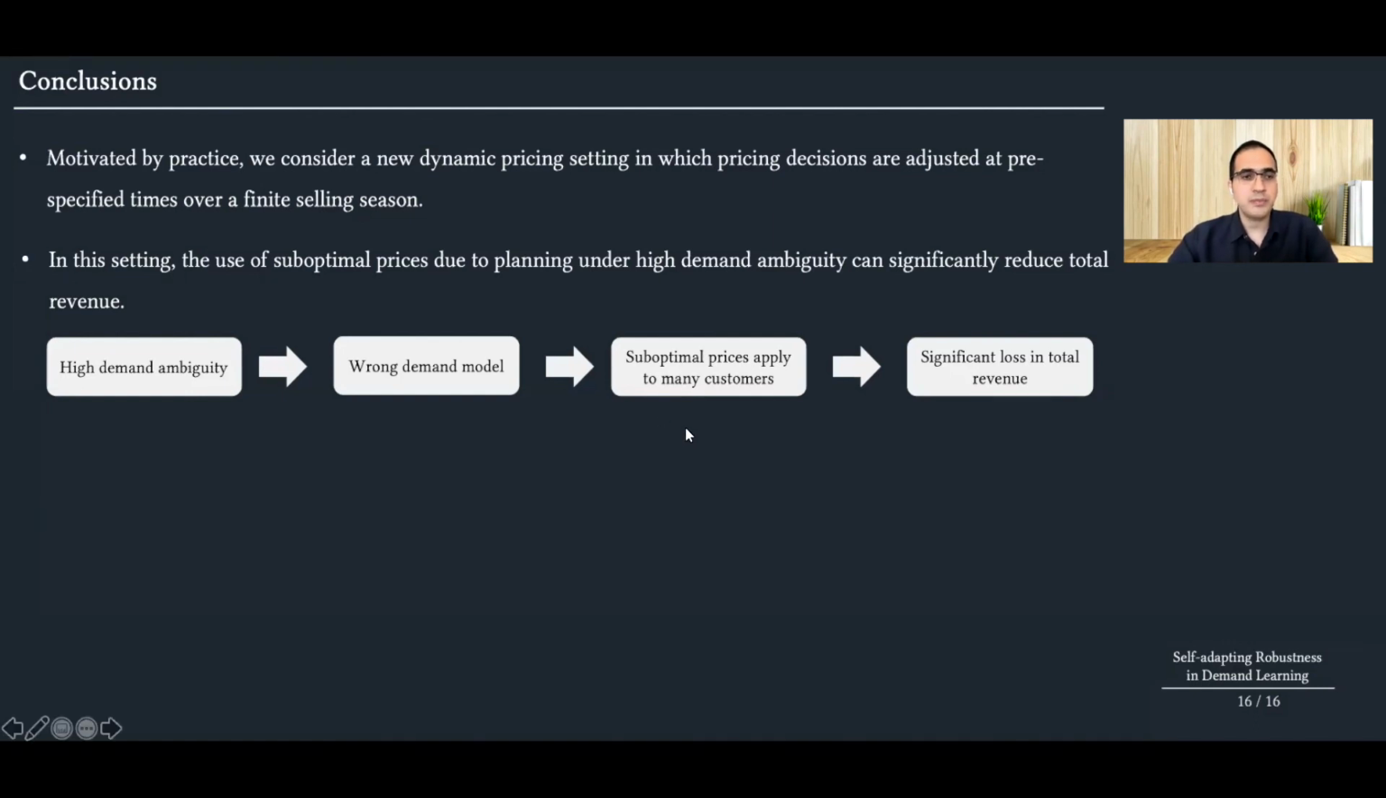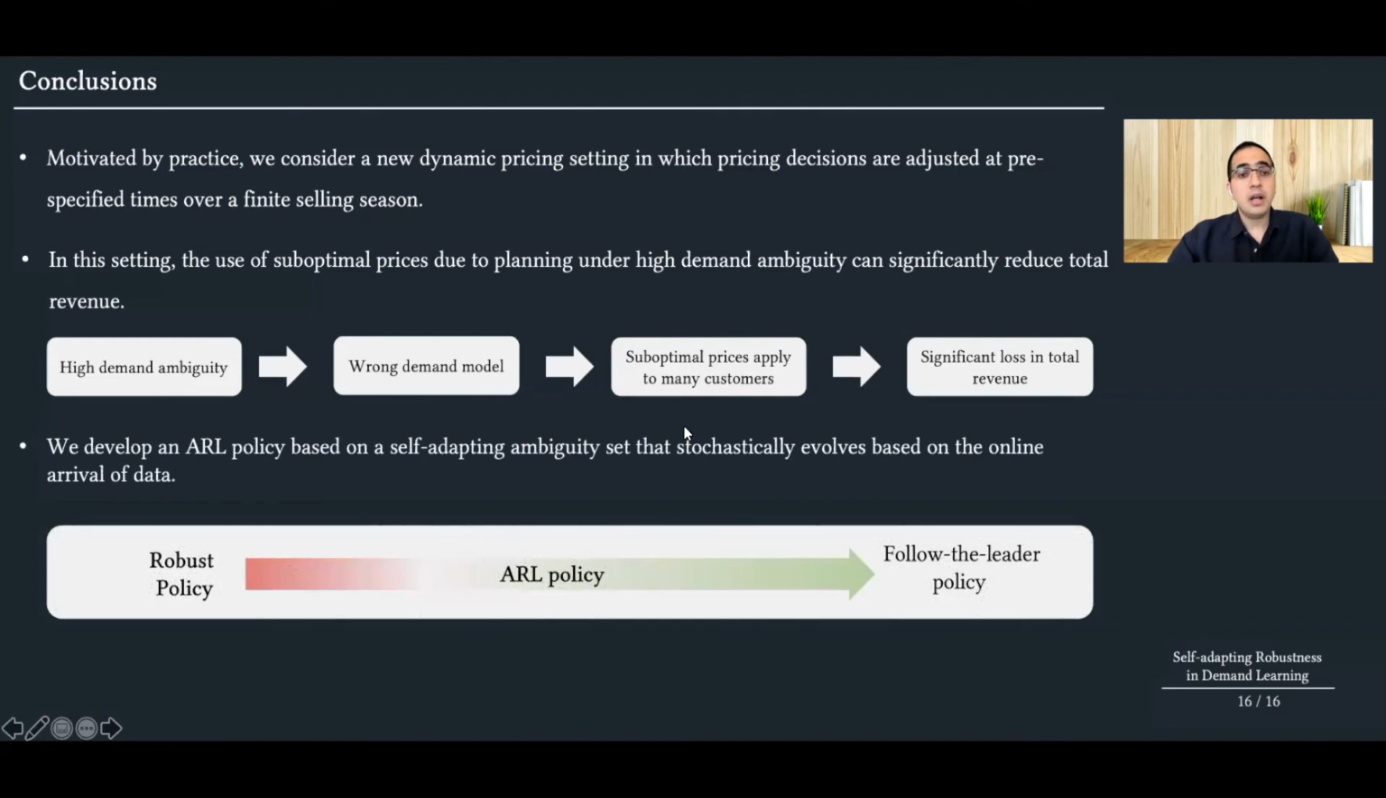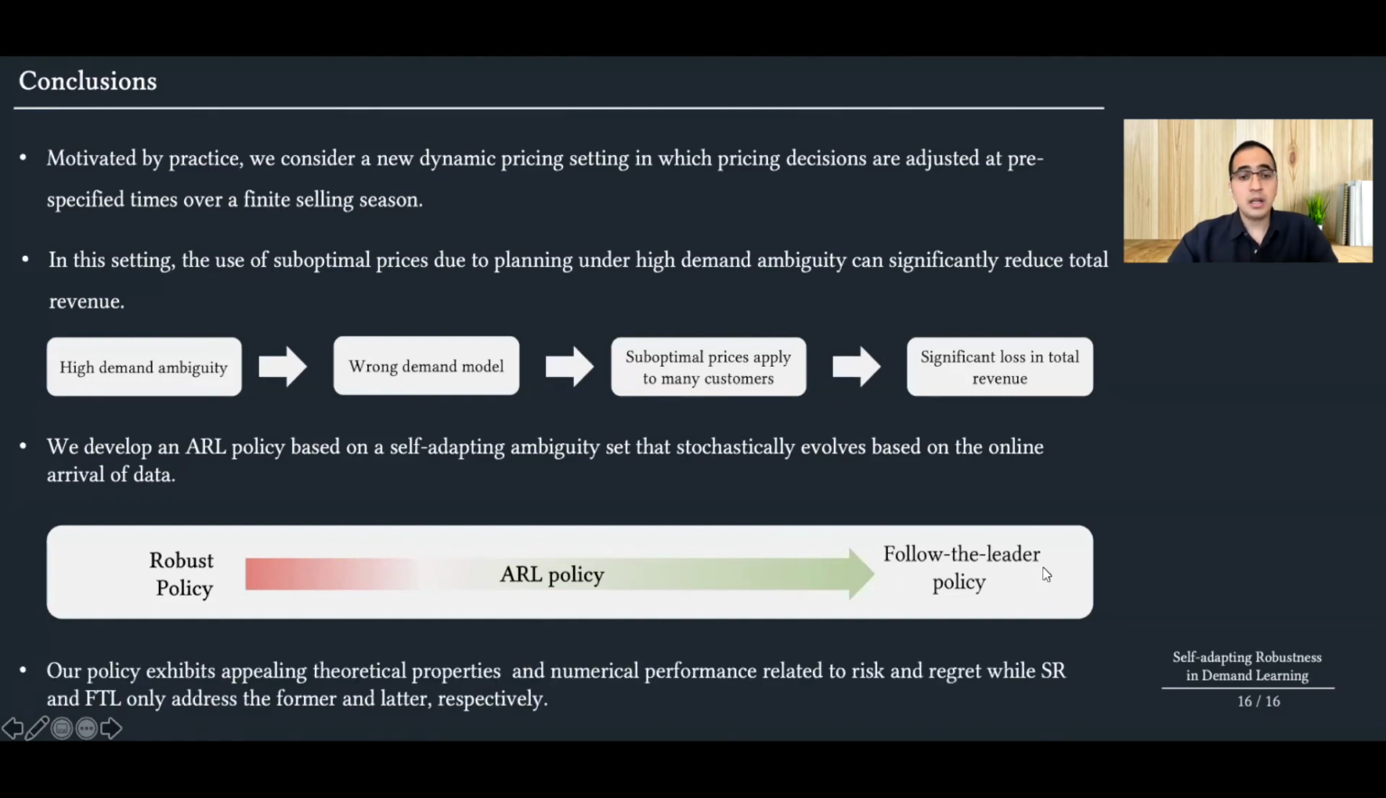We develop an ARL policy based on self-adapting uncertainty sets that stochastically evolve upon the online arrival of data. In the red region with high ambiguity, it's similar to a robust policy, and in the green region with low demand ambiguity, the ARL policy is similar to the FTL policy. Finally, in terms of theoretical properties and numerical performance, ARL manages both the risk and the regret, while SR and FTL only manage either of these metrics.